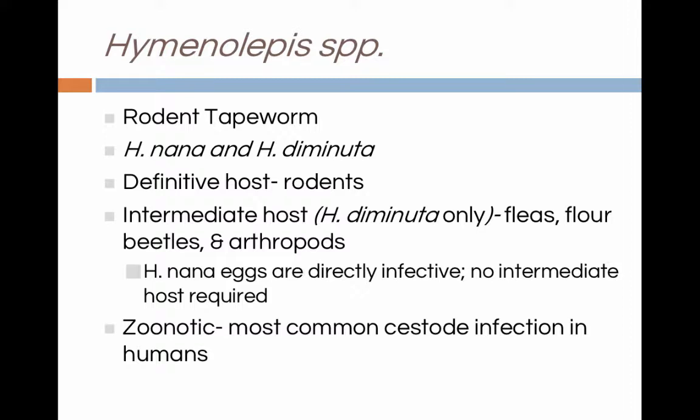And this one also, the reason why it is so infective to people is that the Hymenolepis nana species in particular can be directly infective. That means you can get this tapeworm without consuming an intermediate host. You can get this tapeworm from just getting some of the embryos from the feces.